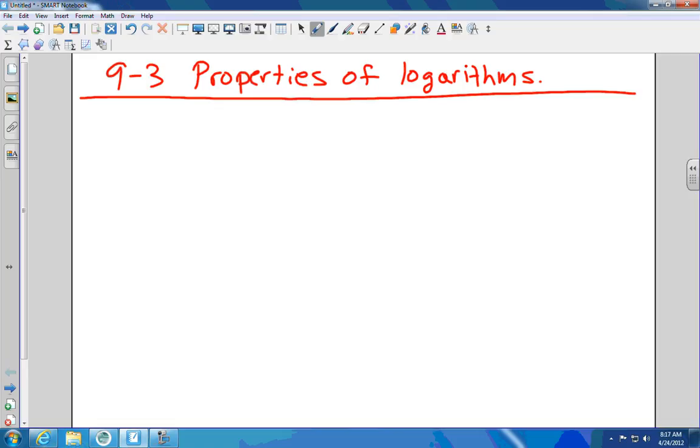The first property is on page 520, and it deals basically with multiplication. If you see log base b of m times n, you can split that up into two logs with a plus in the middle. So you could write that as log base b of m plus log base b of n. So you use that property. Sometimes you need to go from the multiplication to the plus. Sometimes you need to go from plus to multiplication. Just know you can work that problem either way.